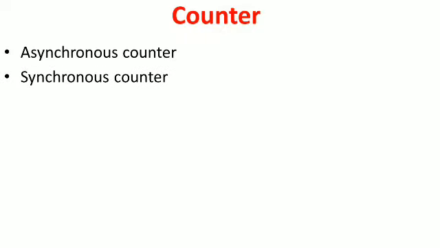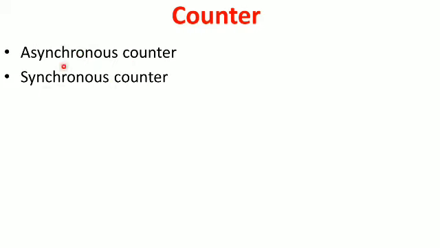Now if it counts the clock pulses, there must be two possibilities. Either it will count in ascending order or it will count in descending order. So depending upon that we can have two basic types: an up counter or a down counter. Now let us see an overview of its two types. The first type is the asynchronous counter and the second one is the synchronous counter.